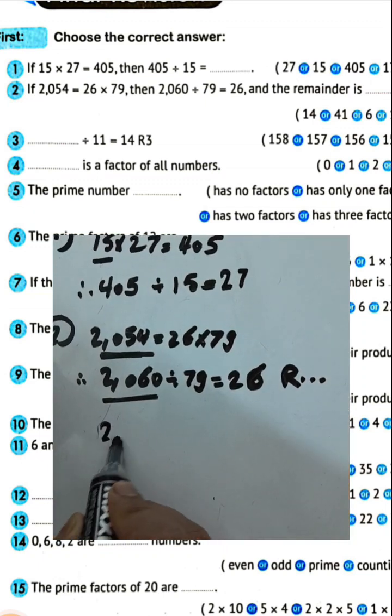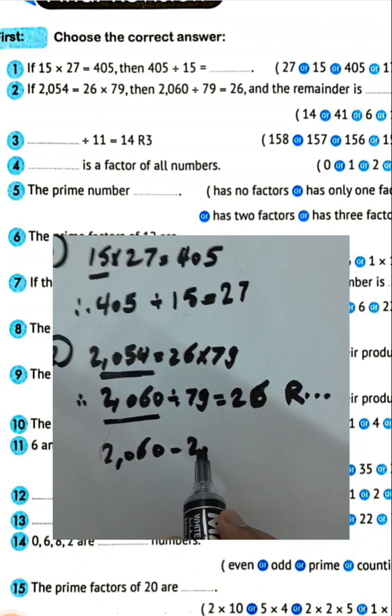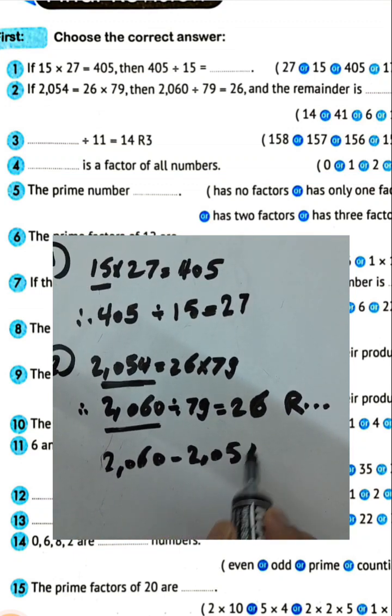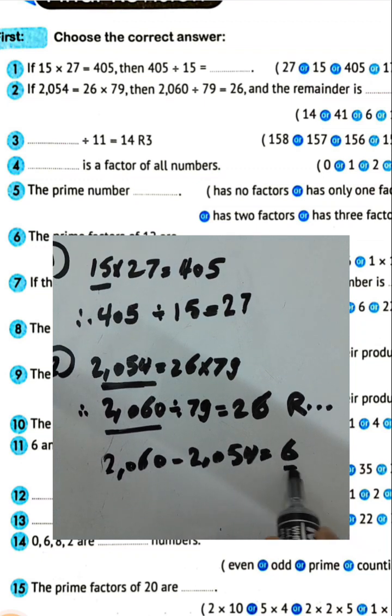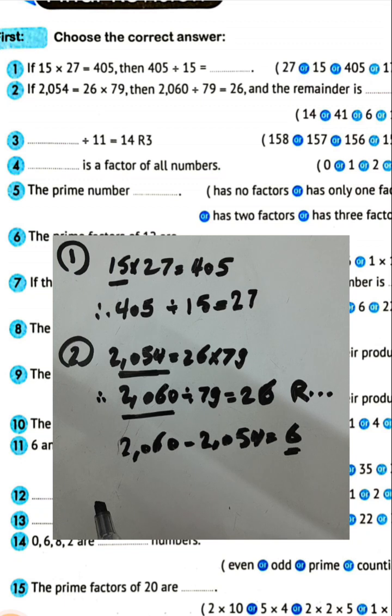2060 subtract 2054. The difference between them will be 6. So the remainder here will be 6.